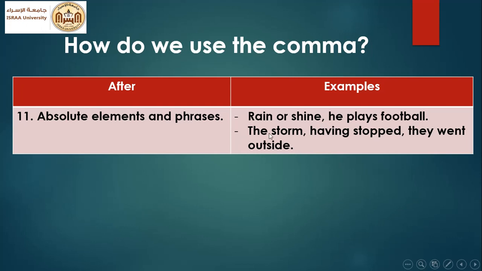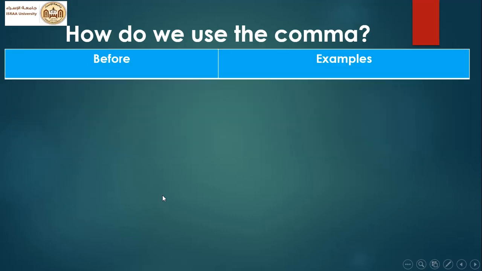The second example, the storm having stopped. Look at having stopped. This is a phrase. It starts with a verb and ing. It is also preceded and followed by commas. They went outside. Now we're going to see the other functions, the cases that we place the comma before, not after, and examples.